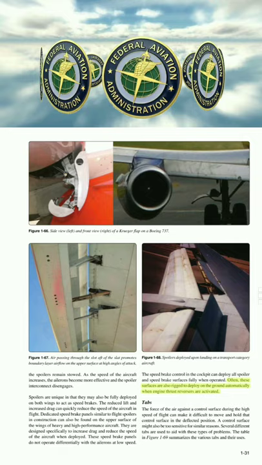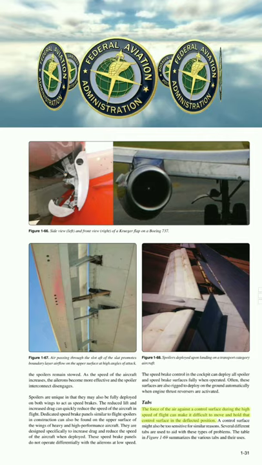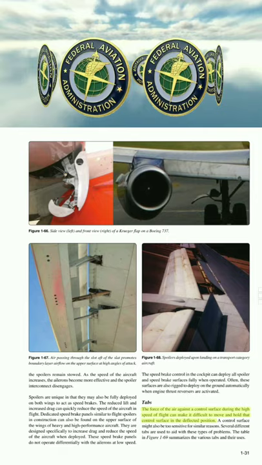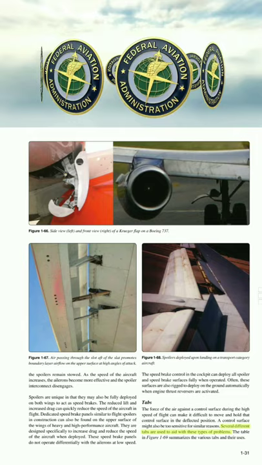Tabs. The force of the air against a control surface during the high speed of flight can make it difficult to move and hold that control surface in the deflected position. A control surface might also be too sensitive for similar reasons. Several different tabs are used to aid with these types of problems. The table in Figure 169 summarizes the various tabs and their uses.